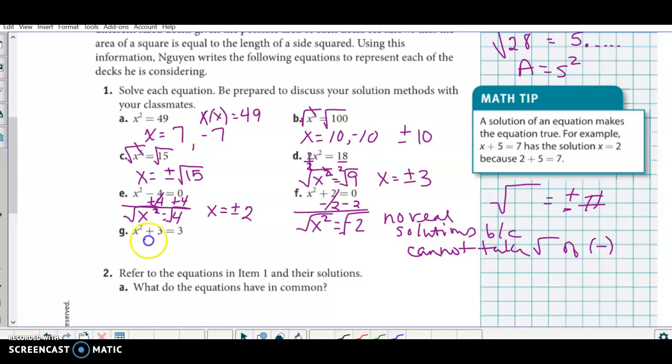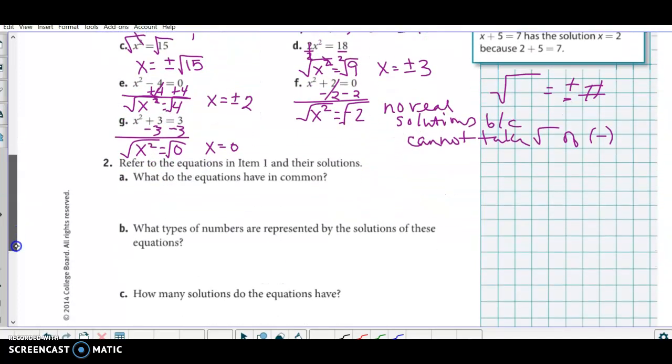When we look at G, we're going to take the 3 away on both sides. So x squared equals 0. If I take the square root, well, I can take the square root of 0. I just get 0, because 0 doesn't have a positive or a negative. So that is a review of what a square root is and how to solve one.